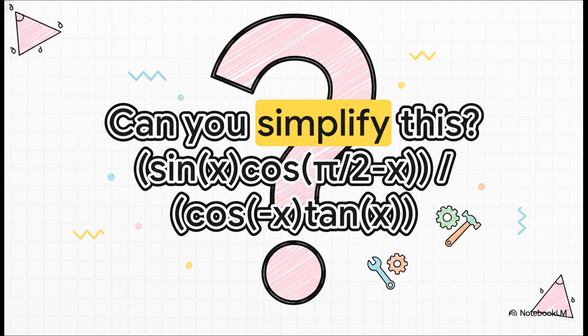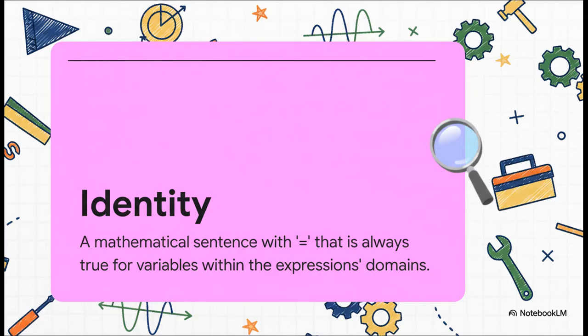Well, believe it or not, by the end of this, we're going to untangle this whole thing and find a ridiculously simple answer. But first, we need to know the rules of the game. So, what in the world is an identity? Well, at its heart, it's just a statement that's always true. It's an equation that works for any valid number you plug in. It's not something you solve, it's a fundamental rule you can always count on.